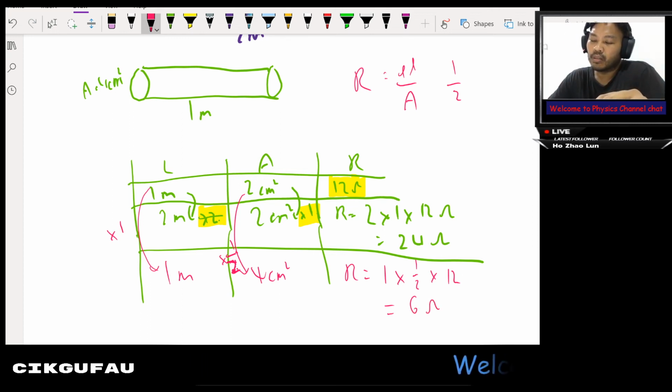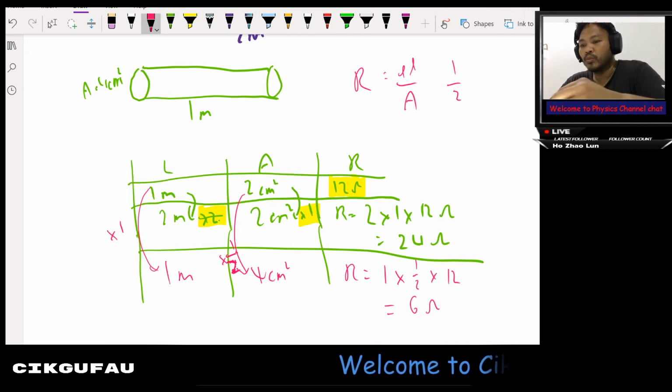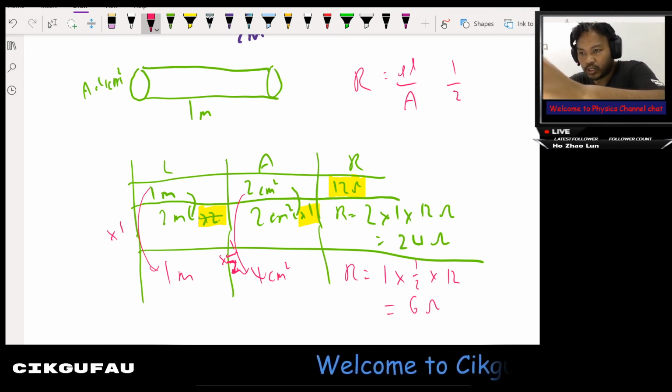Right? Okay, so far I've only changed one variable, length or area, right? But the question may not be so kind. They may give you 2 variables that change. So what if 2 things change?